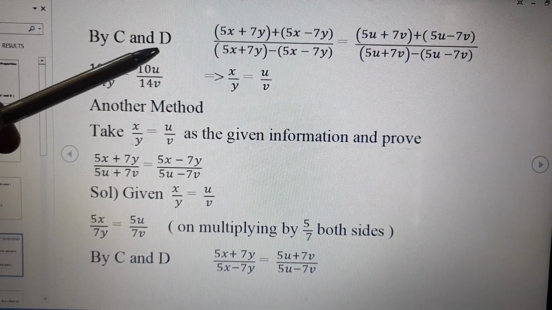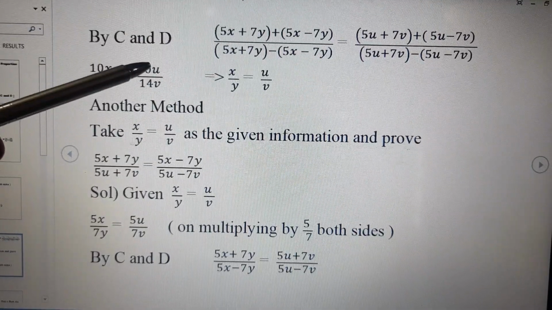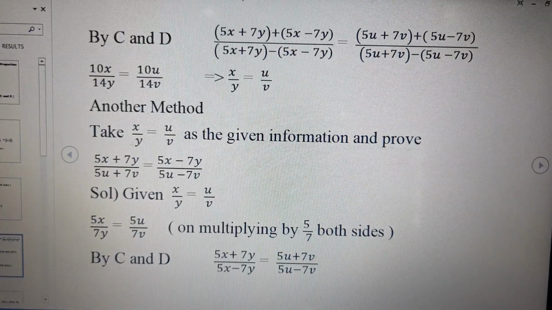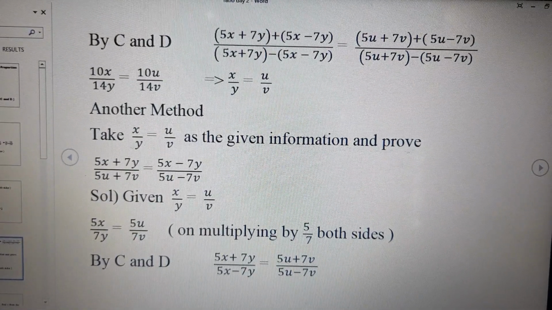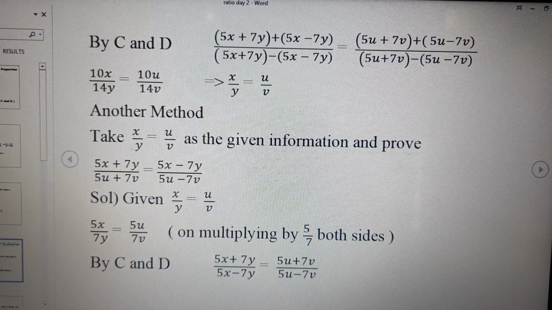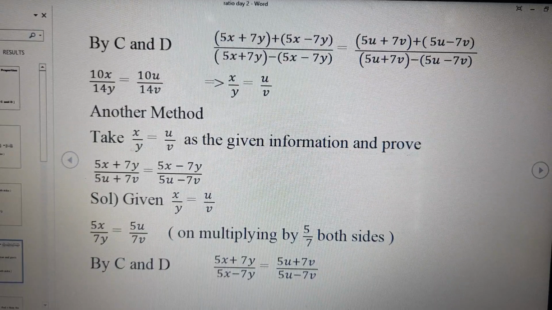10 upon 14, 10 upon 14, it is coming on both the sides, so it can be cancelled. 10 and 10 can be cancelled. 14 and 14 can be cancelled. Or if you bring them here, then on the other side also it will be transferred and cancelled. So we'll have x upon y is equal to u upon v. That's what we were supposed to prove.